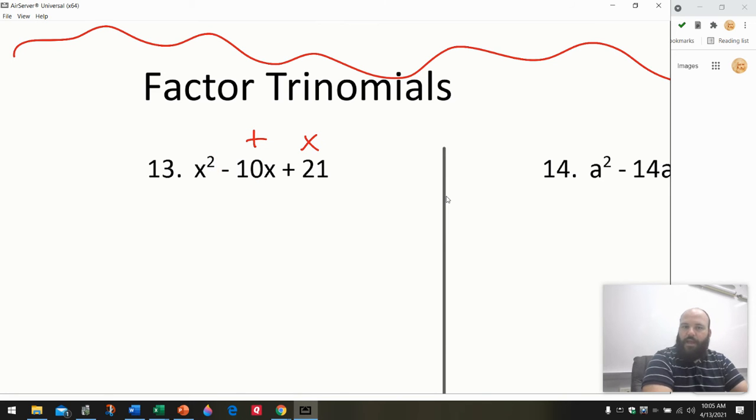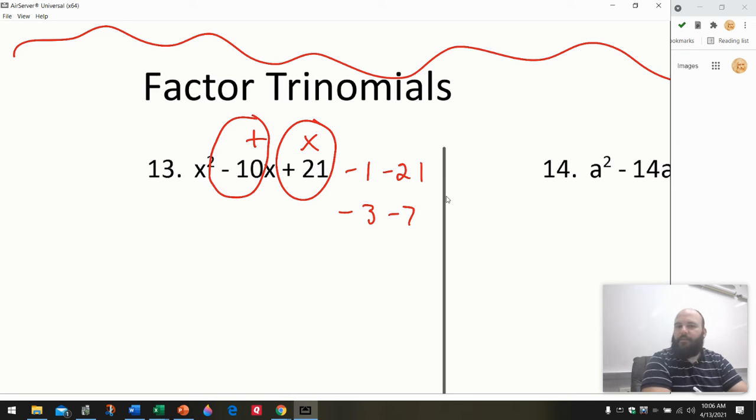Looking through here, we have positive 21. The factors of 21 are 1 and 21, or 3 and 7. But remember, they both have to be negative because they have to multiply to be positive but add to be negative 10. In this case, negative 3 and negative 7 are our two numbers. Negative 3 minus 7 is negative 10, and negative 3 times negative 7 is positive 21.